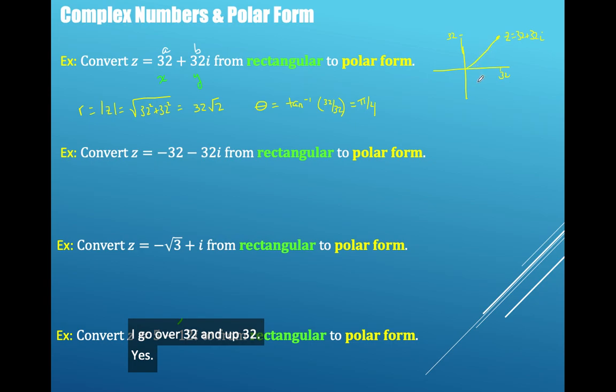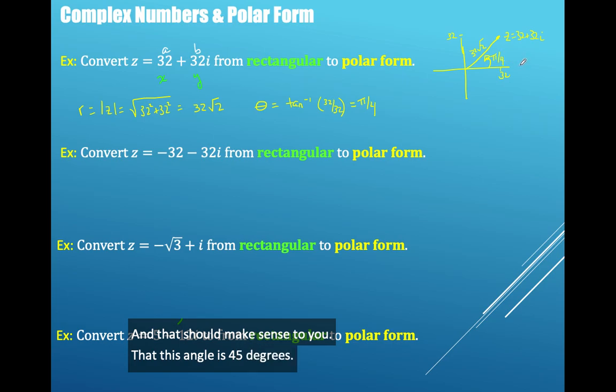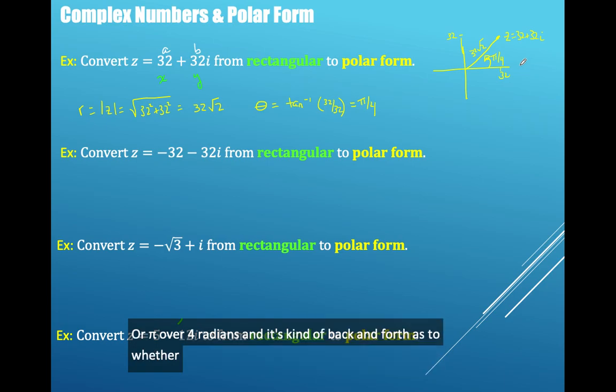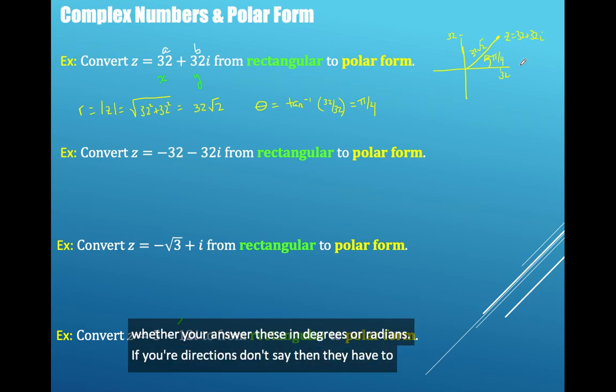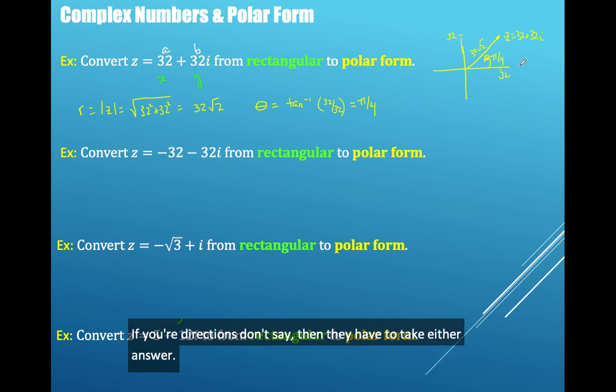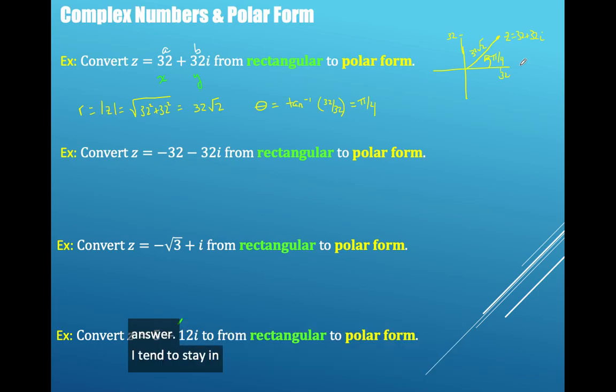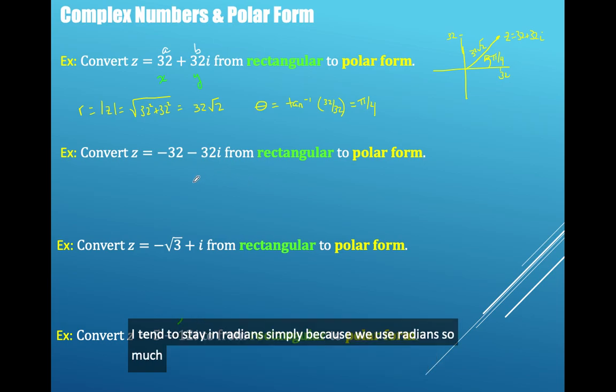And that should make sense to you. That this angle is 45 degrees, or pi over 4 radians. And it's kind of back and forth as to whether you answer these in degrees or radians. If your directions don't say, then they have to take either answer. I tend to stay in radians simply because we use radians so much in calculus.